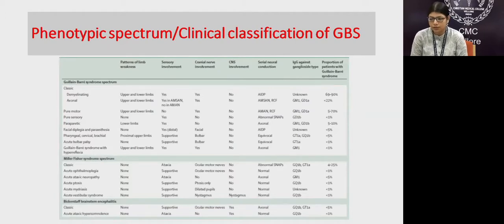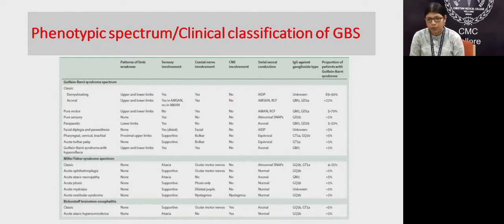The classical GBS is the demyelinating form. If the axonal form is just pure motor, that is the AMAN variant. If it has sensory involvement, it is AMSAN. There can also be a variant with both upper and lower limbs called reversible conduction failure because of the nodes of Ranvier involvement. There can be pure sensory GBS, the paraparetic variant of GBS, where only the lower limbs are involved, facial diplegia and paresthesia, the pharyngobrachiocervical variant of GBS, acute bulbar palsy, and GBS with hyperreflexia.